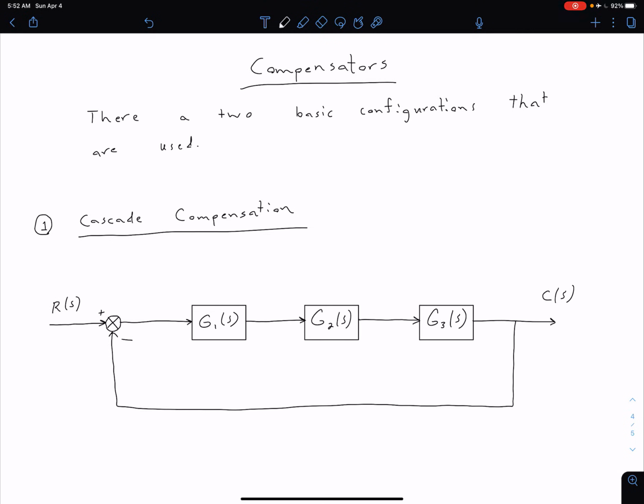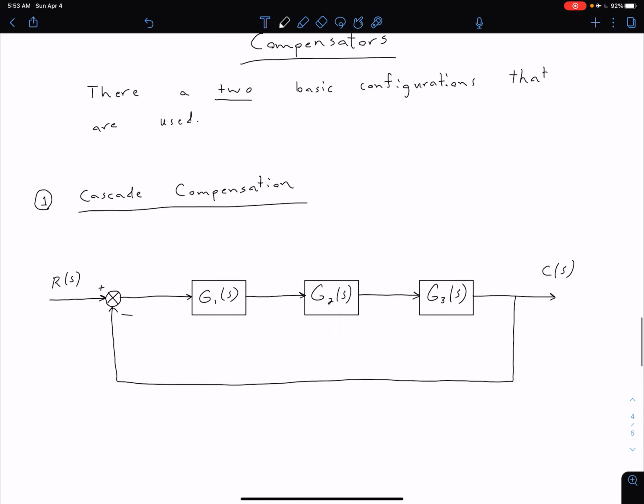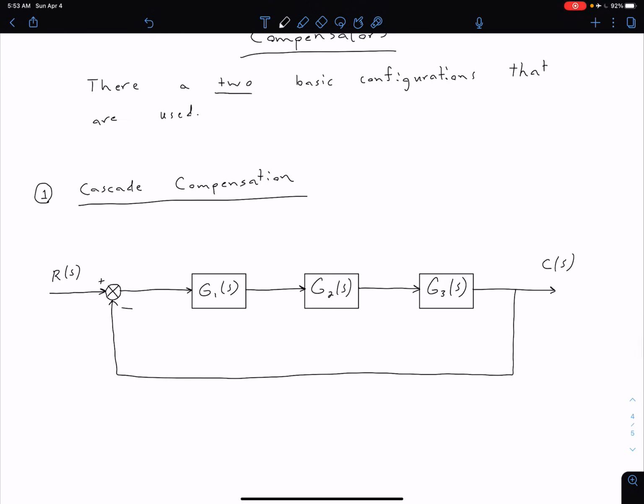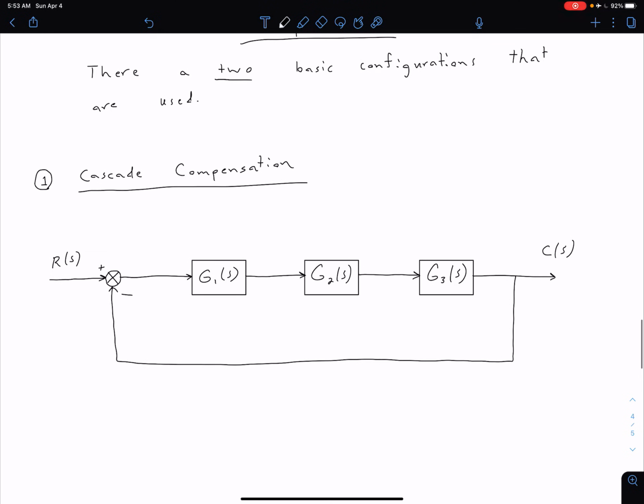Before we get into the specifics of how to set our transient response and improve our steady state error, let's briefly talk about the different ways we can implement these compensators. And so what we're going to see is that there are two basic configurations. Due to limited time at the time of recording this video, we're only going to look at this first one, which is our cascade compensation, but there is also a second type as well that's worth mentioning.